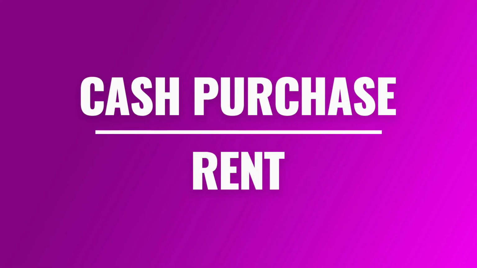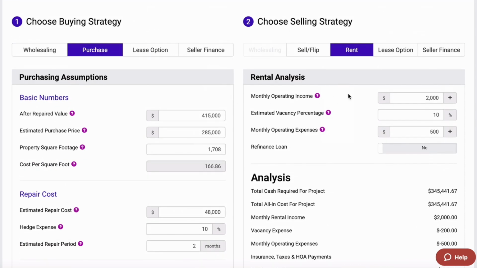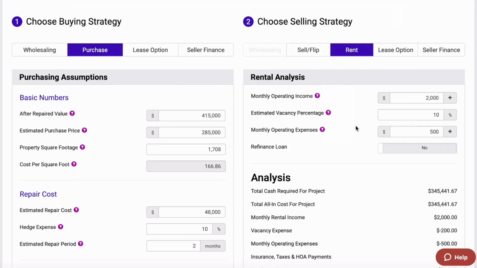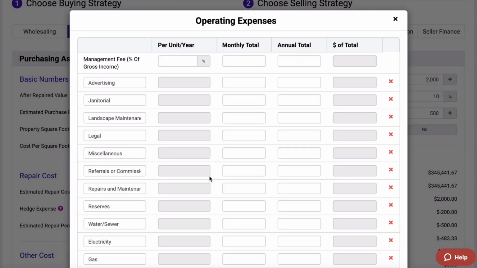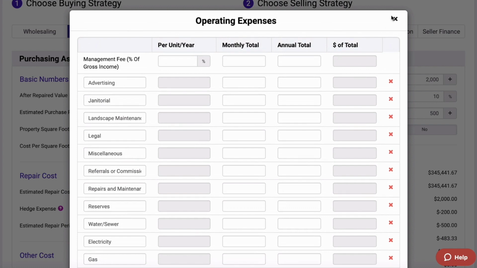So we're using rent as the analysis here. So monthly operating income, I'm going to put in 2,000. You can actually go in and even have multi-units and calculate, or if you're renting in a college area, maybe you rent each bedroom. You can analyze that as well in multiple different ways. Estimated vacancy rate, I put 10%, and then monthly operating expenses. Again, you have so many different pieces here to this that you can really fine tune it, as well as adding additional columns here if need be.